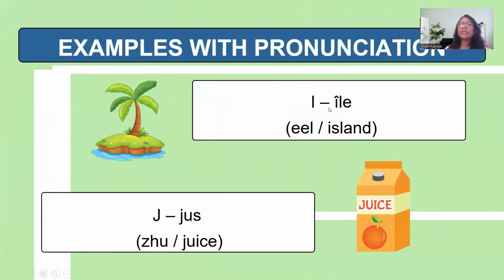I in French, with I is il. Il. J, we have the word jus. Il. Joue.